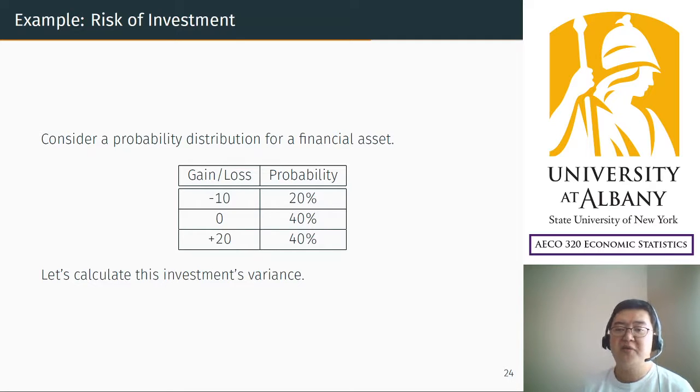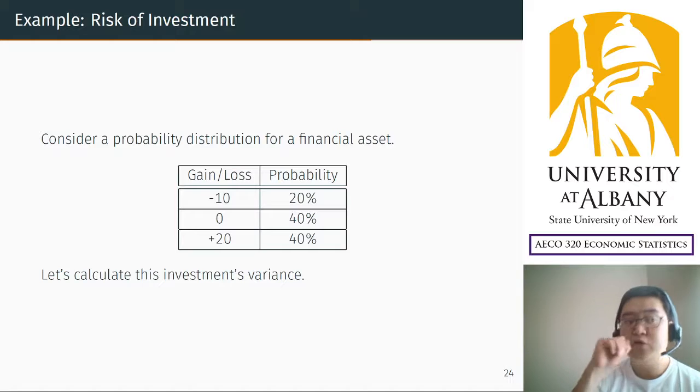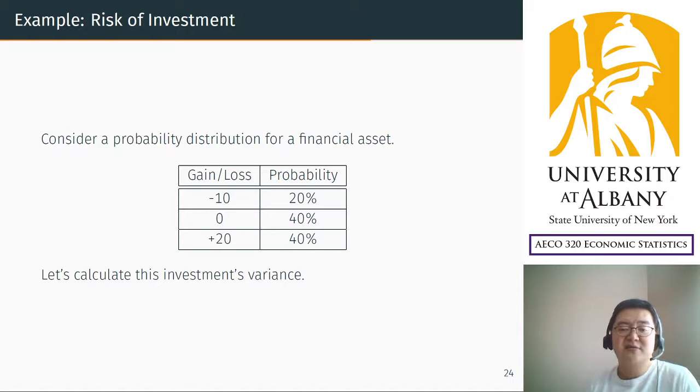Suppose that there is a financial asset whose returns are very simple. You may lose $10 with 20%, you gain nothing but lose nothing with 40%, and if you're lucky, you gain $20 with 40%. You may think of it as a gamble, or you may think of it as an investment. Doesn't matter. So let's calculate this investment's variance, which is about the risk of this investment.